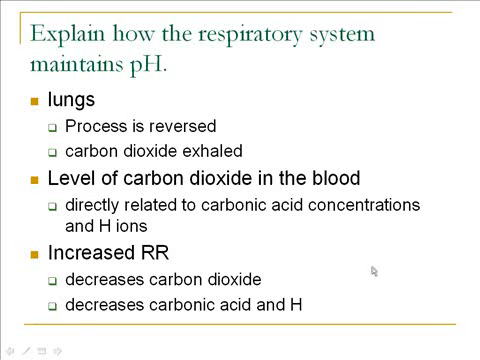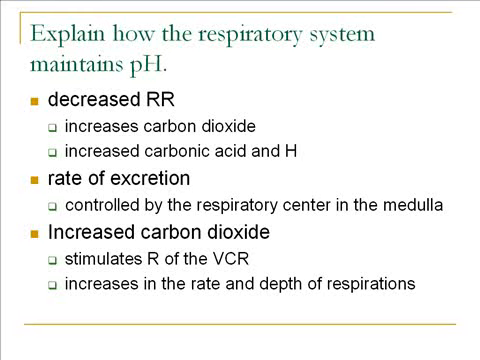The level of carbon dioxide in the blood is directly related again to carbonic acid concentrations. The less carbon dioxide we have, the less carbonic acid we can make. We increase our rate of respiration to get rid of carbon dioxide, and that in turn does not allow us to make carbonic acid, and our acid level or hydrogen levels are controlled. On the reverse of that, if we decrease our respiratory rate, it increases our carbon dioxide in our blood and increases our carbonic acid, and therefore we have more acid on board than we should.